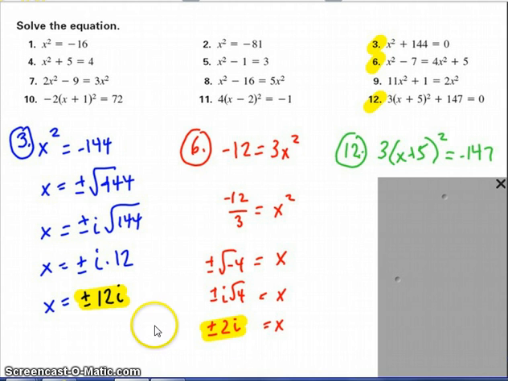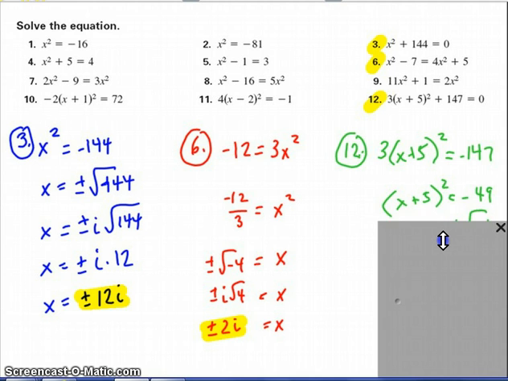If you didn't get those, feel free to hit the pause button and study this for a second to see all the steps that I've worked through. Otherwise, I'm going to walk you through number 12. Now in this case, again, I'm going to move the 3 over. So I'm going to have just, why is that not dragging? (x plus 5) squared on the left equals negative 49.